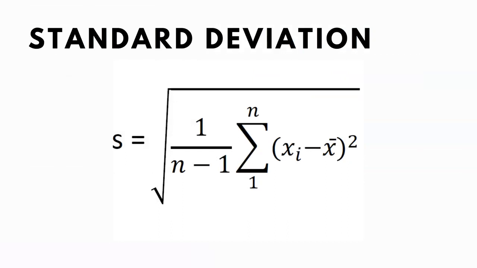Now the standard deviation, also called the root mean square error. We call the standard deviation little s, which equals the square root of 1 over little n minus 1 times the sum of the square difference between x sub i and x bar. There's a lot going on here. Let's unpack it.